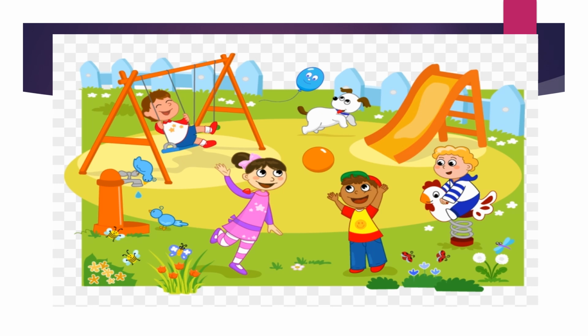Who is swinging in the swing? The boy is swinging in the swing. Next, who's looking at water? The answer should be: the bird is looking at the water.